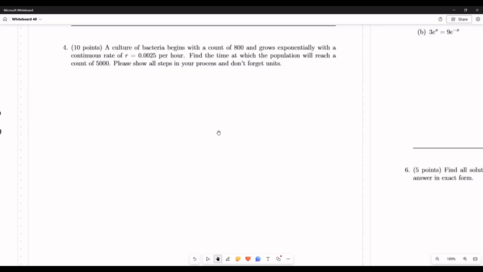A culture of bacteria begins with a count of 800 and grows exponentially with a continuous rate of r equals 0.0025 per hour. Find the time at which the population will reach a count of 5,000. Please show all steps and don't forget units.